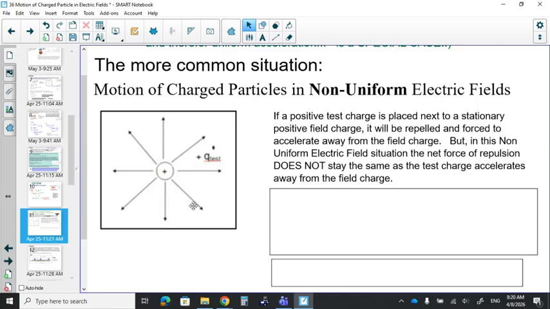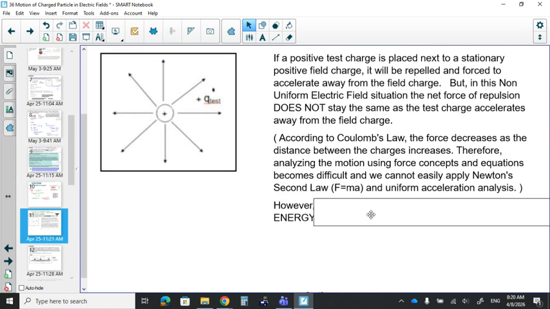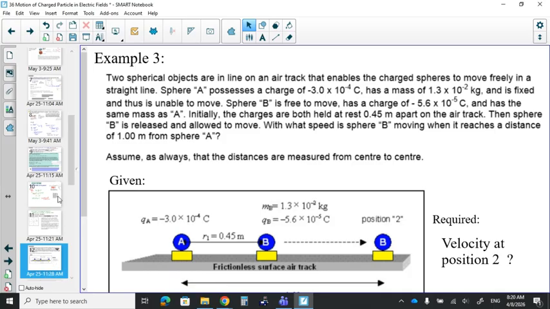And then in this non-uniform electric field situation, the net force of repulsion doesn't stay the same, of course, right? It decreases as it goes away. According to Coulomb's law, it decreases as the distance between the charges increases, by inverse square law, and so on, right? So this would be difficult to analyze with force, because everything's changing all the time, but we can still use the energy concepts. That's the trick to be able to do this.